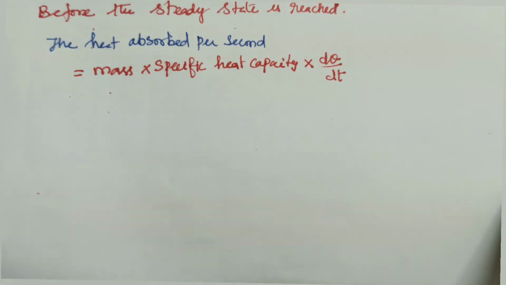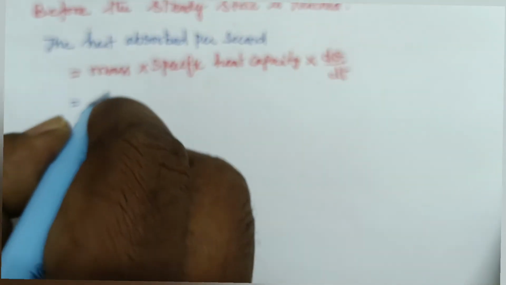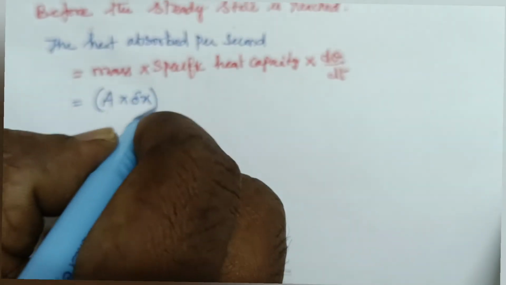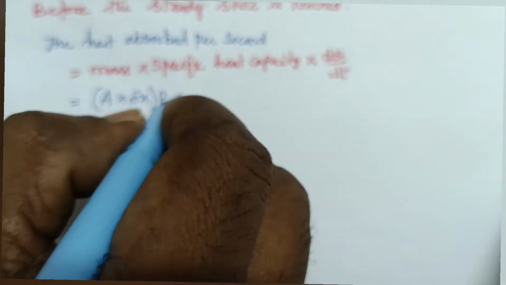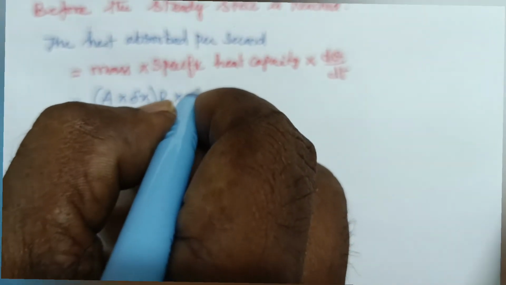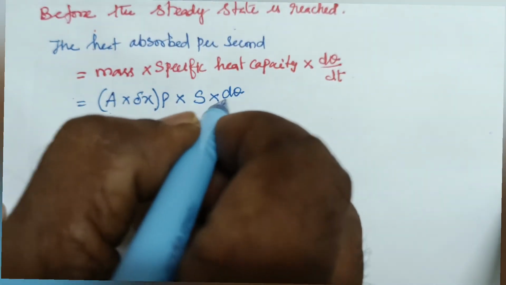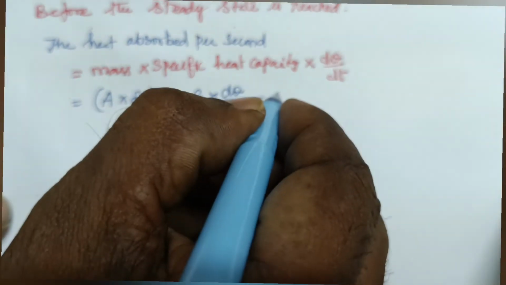Already you know that the mass, area into del x into density of the material into specific heat capacity S into d theta by dt. This is equation number 4.